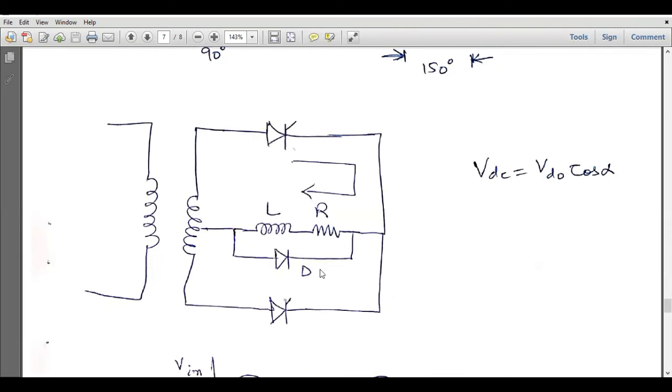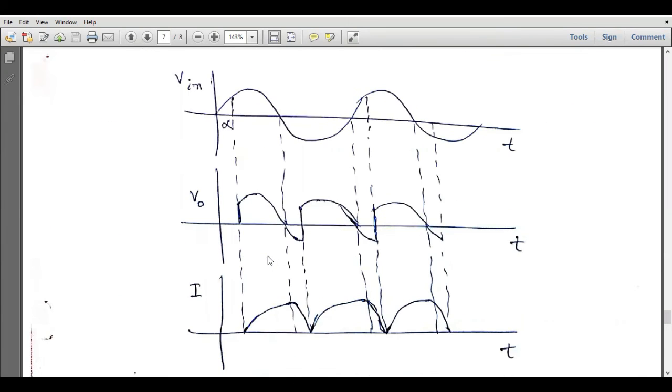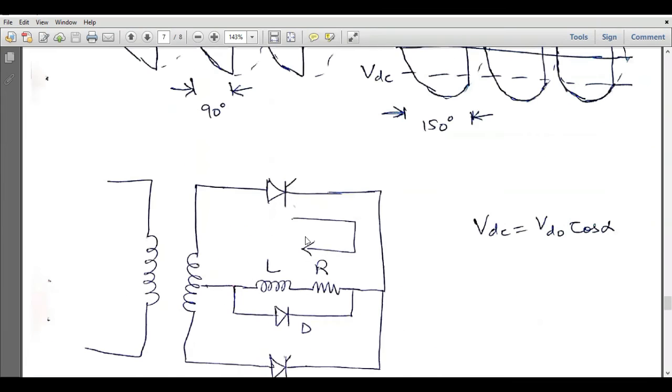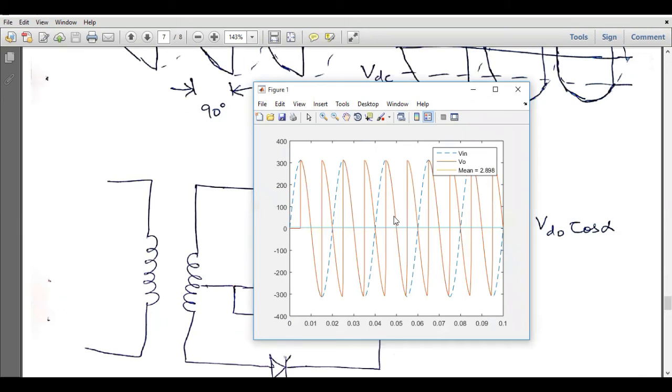So this is the diagram of the RL load, and these are the waveforms of the input, V out, and the waveform of the current. So such a waveform is obtained from the circuit, and now you can see the mean value is almost equal to 0. Ideally, it should be equal to 0, but it is equal to 3. And again, this error can be reduced by increasing my samples and by decreasing my relative tolerance.